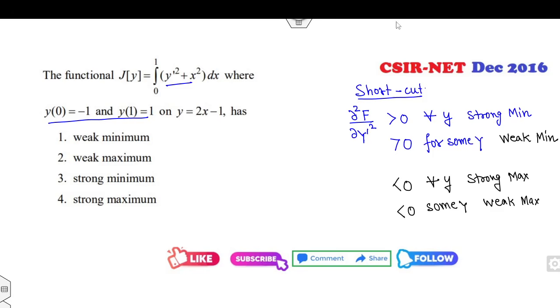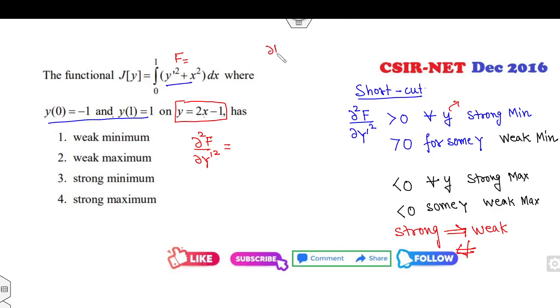Also, strong maxima or minima implies weak maxima and minima, but the converse need not be true. Now, what is the value of y? y is my extremal. So your first target is to find the extremal. It is already given to you that this is my extremal because it also satisfies the given condition. So my target is, this is my f. Your target is to find only the double derivative.